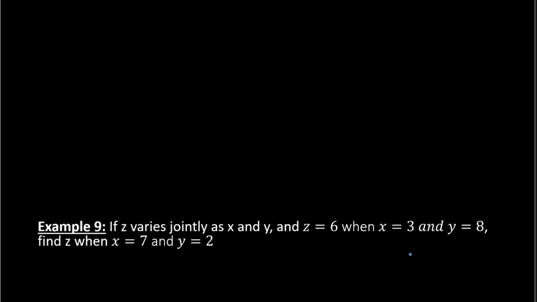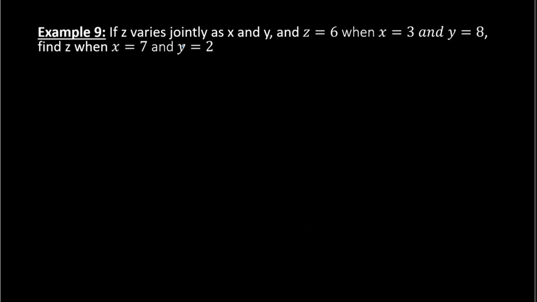Okay, one more example, and here we have z varying jointly as x and y. So this one is different because of the term jointly. So to begin with this one, we want to convert this initial statement into math notation. So in math, we would write this as z equals k times an x and y. So k times x times y. So that is my initial equation. And it says that z is 6 when x is 3 and y is 8.